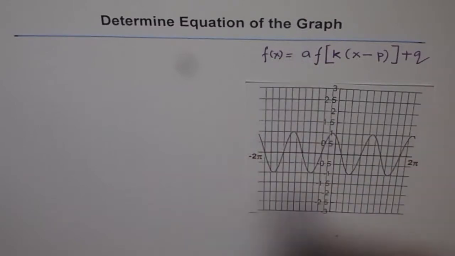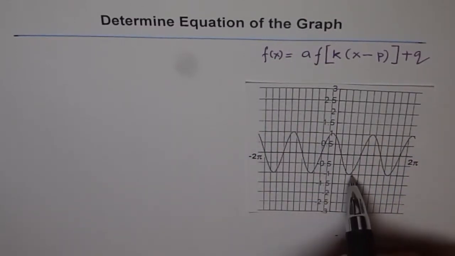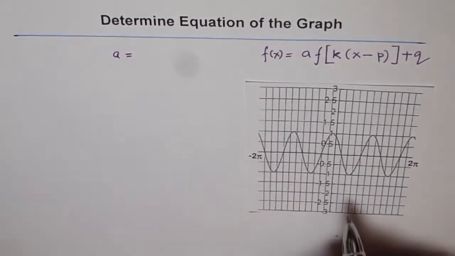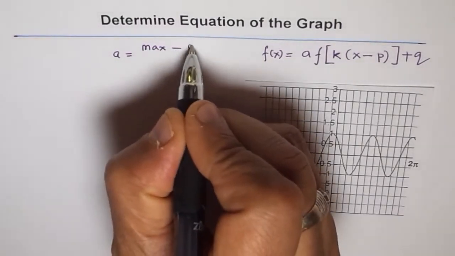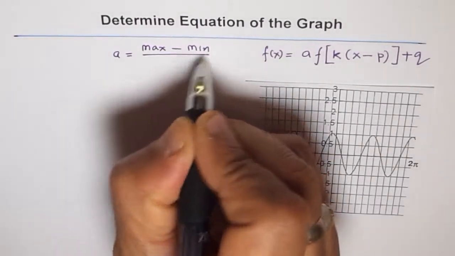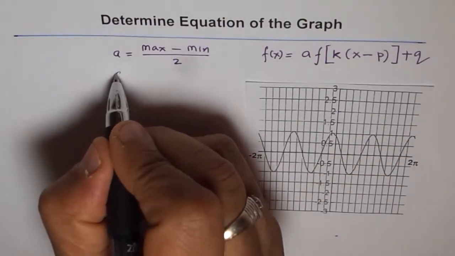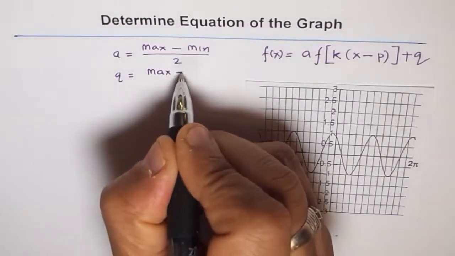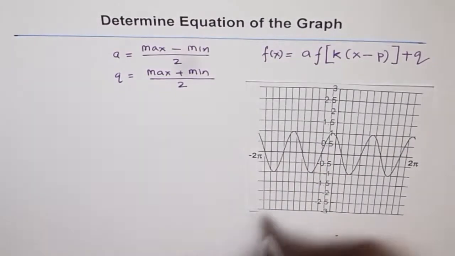Well, we can find the amplitude a from the maximum and minimum values. Amplitude a for a function is equal to maximum minus minimum divided by 2. Q, the axis of symmetry, can be calculated as an average of maximum and minimum. So it is maximum plus minimum divided by 2.